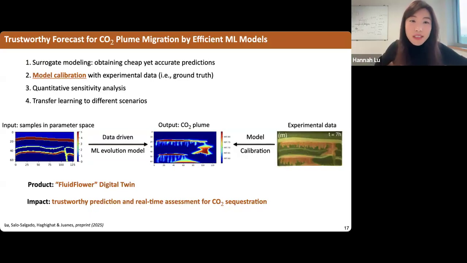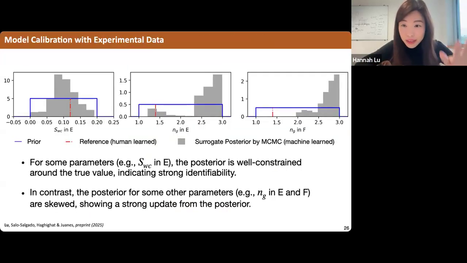So, a little bit of preliminary results from the model calibration part. Now we use this developed convolutional neural network-based surrogate model to compute the posterior distribution using MCMC, shown here in the gray histogram. And we use the manual history-matched parameter values from Lewis as a reference, shown here in red. So I call it human learned, and the gray one machine learned.